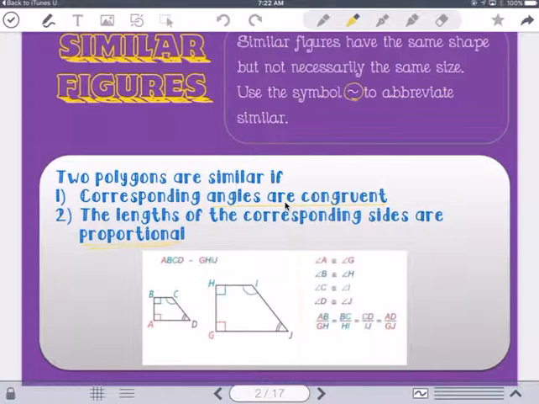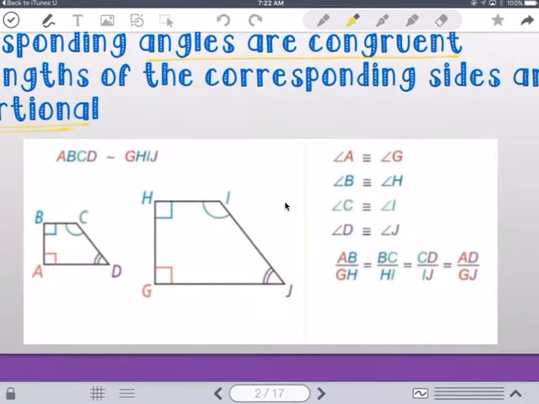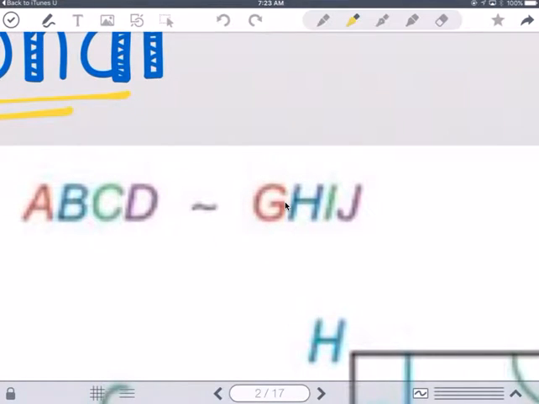proportional. Okay, so if you look at this here, you'll notice that angle G, B and H, C and I, D and J are all congruent, but then you're going to look at the proportion of all of them. So A and G, those angles match up, so we're going to look at the side length between AG and BH, and if they're proportional to the next side over, which is BC and HI, and similar to CD over IJ, and AD over GJ, then these two figures are going to be similar. And look, you can see the notation here.